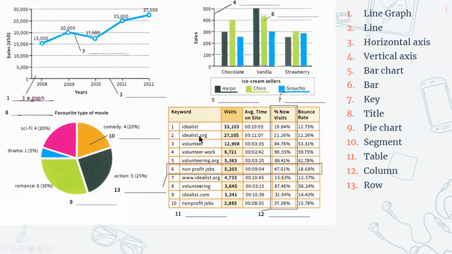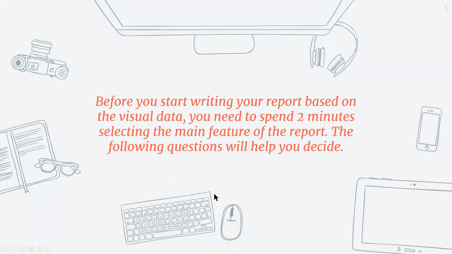Okay, then we have the table, and of course it has columns and rows. Okay, so moving on. Before you start writing a report based on the visual data, you need to spend just 2 minutes selecting the main features of the report. The following questions will help you decide.